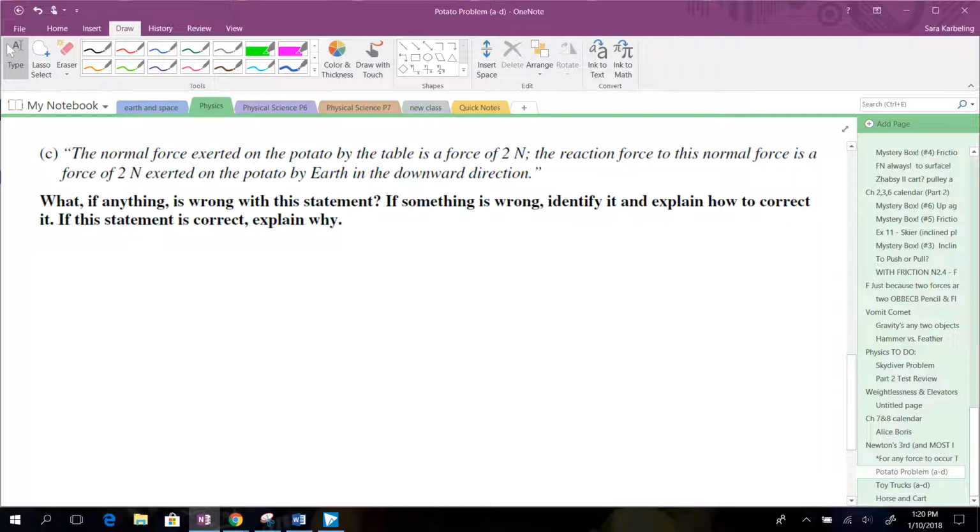The normal force exerted on the potato by the table is a force of 2 newtons. The force pair for this is a force of 2 newtons exerted on the potato by the earth in a downward direction. And if you need to write out things, like if the wording here is kind of strange, you can write it out so that it makes more sense to you.